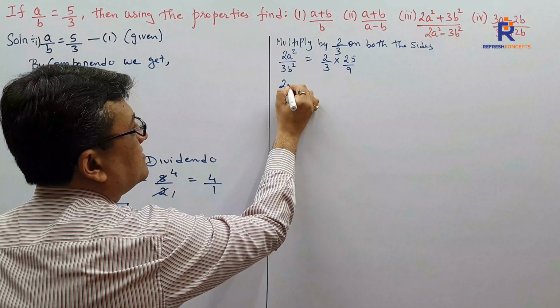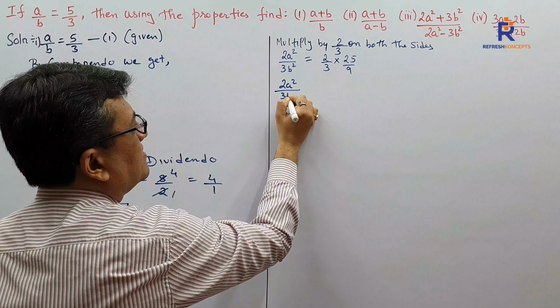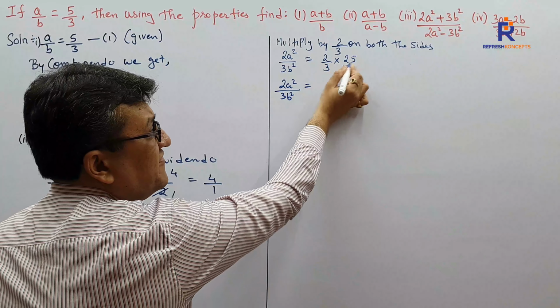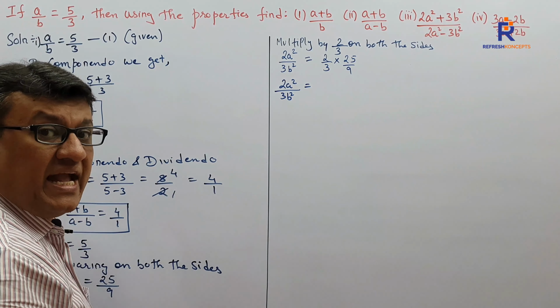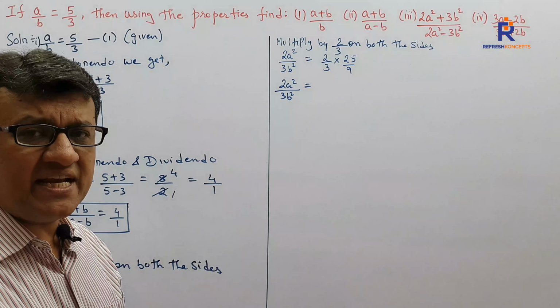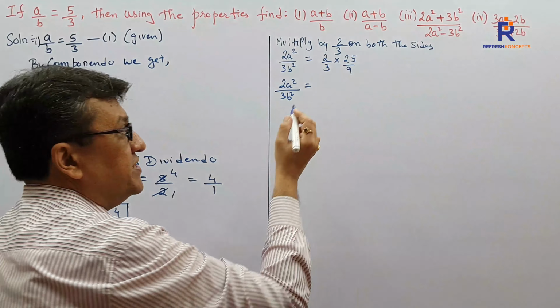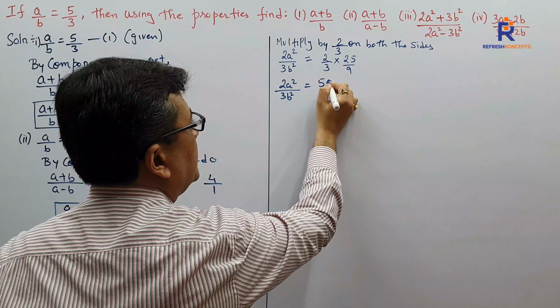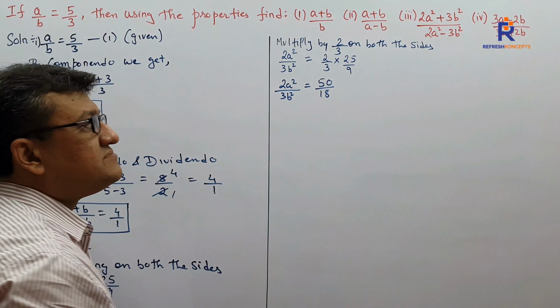2a square by 3b square is 50 by 27. If anything is getting cancelled, we should cancel, or rather we should reduce it. If nothing is getting cancelled, we cannot forcefully do it.